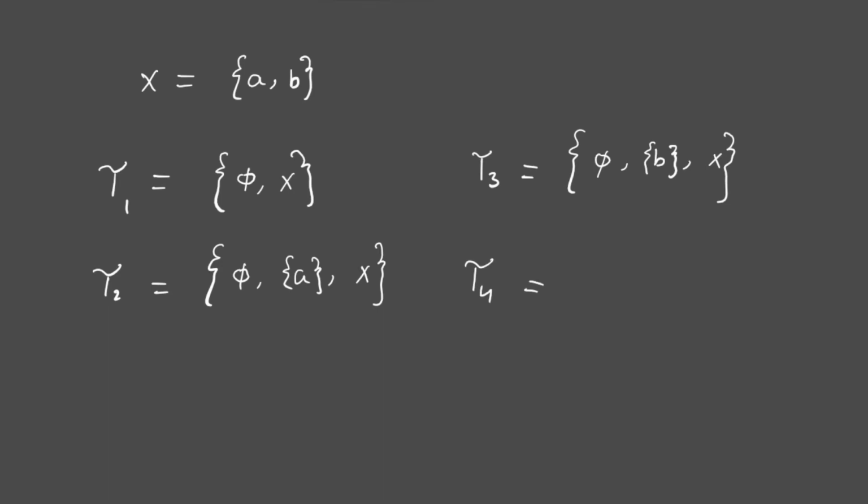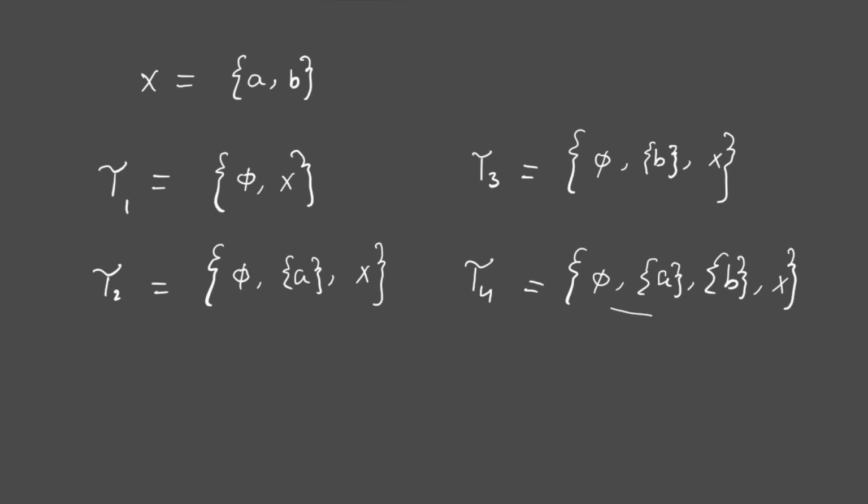Tau4 is equal to phi, A, B, and X. So tau1, tau2, tau3, and tau4 are four topologies. Tau1 is a topology, tau2 is a topology, tau3 is a topology, and tau4 is a topology. For example, I'm just considering tau4 over here.